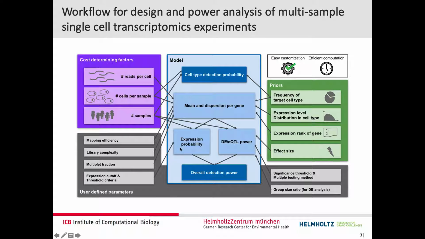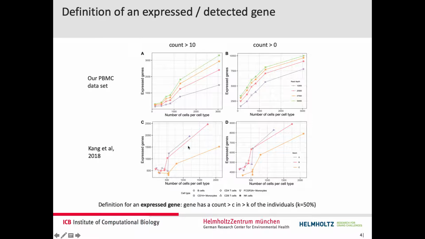And to explain this, I will start showing you how we build our expression probability. So to start with this, we first looked at the number of expressed genes in different single-cell datasets. We define a gene as expressed if it has a certain number of counts in a certain fraction of individuals, and both thresholds can be set flexible dependent on the user. Here we say it needs to be expressed in more than 50% individuals.